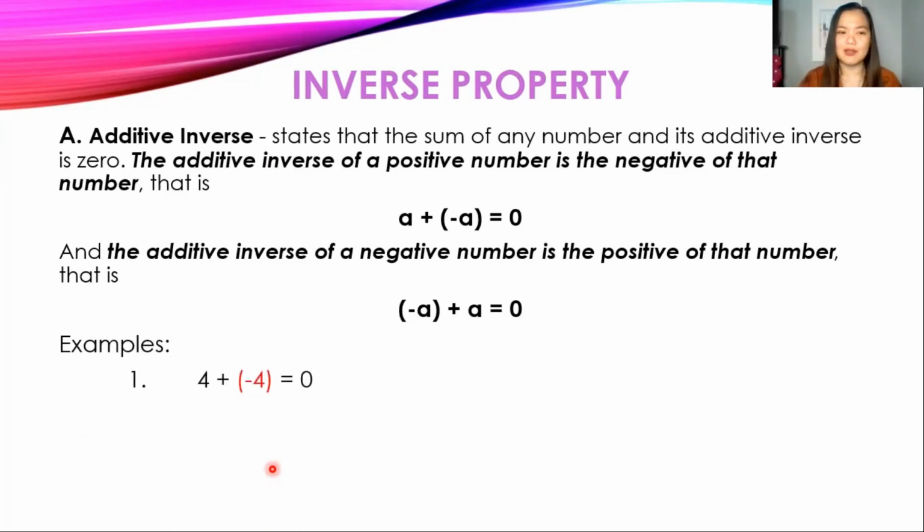So let's have examples. 4 plus negative 4 equals 0. 4 is the given number and its additive inverse is negative 4. That's the opposite. So you will have 0. Also, if you have negative 10 as a given and its additive inverse is positive 10, if you add them, you have 0. Also in number 3, 99 plus negative 99, that's 0. They are additive inverses.